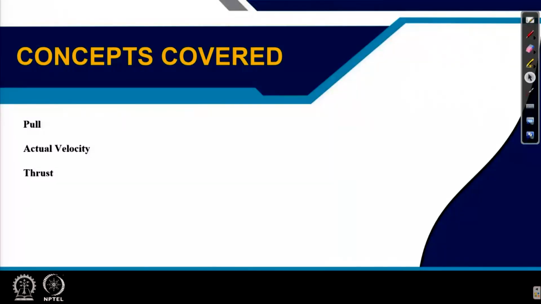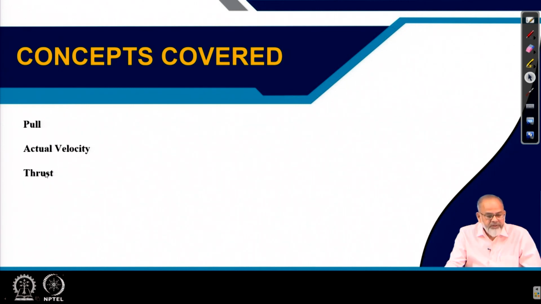This is lecture 30, where I will try to cover the measurement of tractive efficiency. The concepts I am going to cover are the parameters which affect tractive efficiency, like pull, actual velocity and thrust, and how to measure tractive efficiency when you get data related to these three parameters.